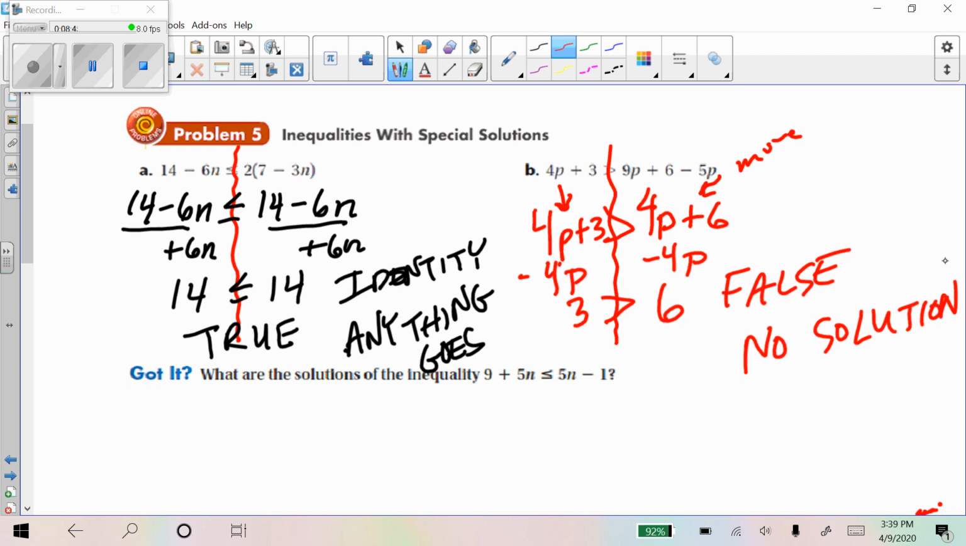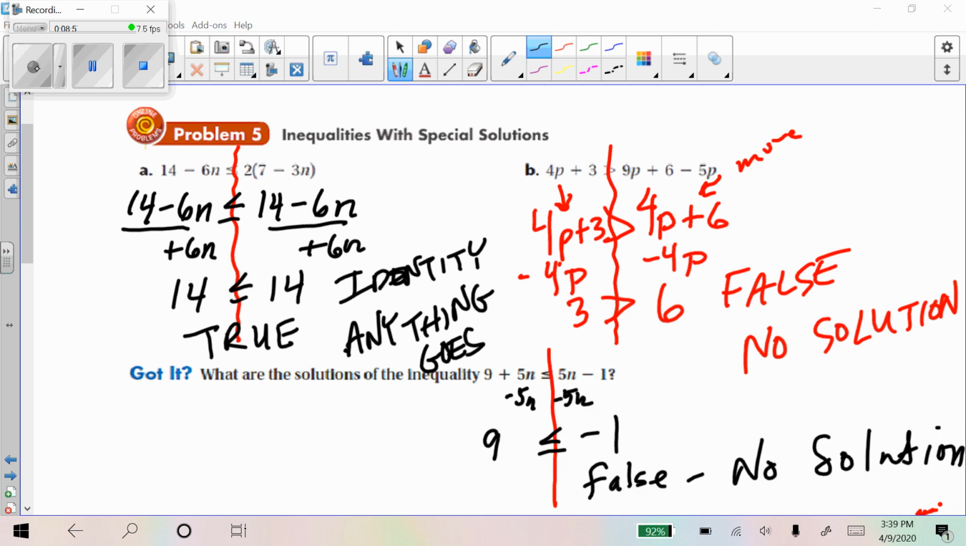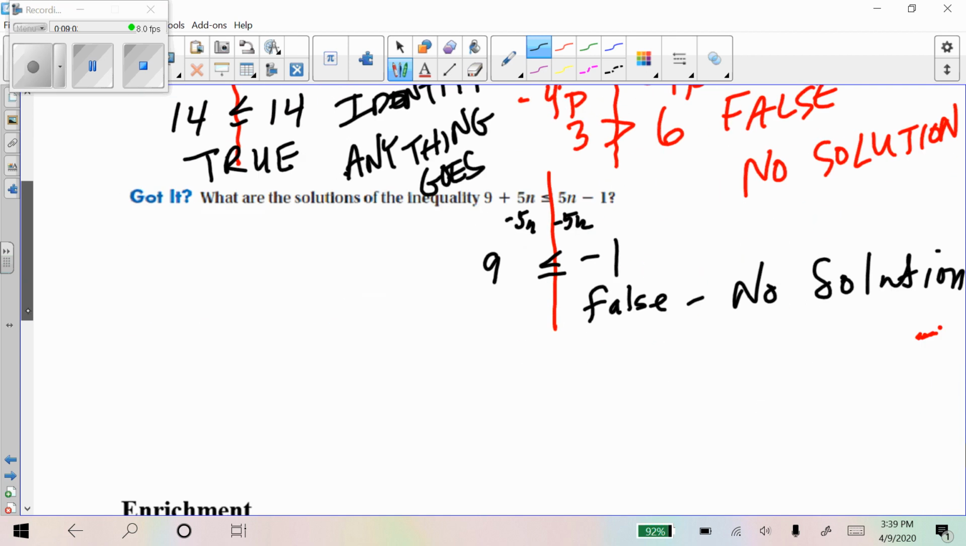Okay, so here's what you're going to do now. You're going to do the next problem. I think it's going to be one of the two that we just did. See if you can figure out what it is by pausing and then checking back. You should have seen that that was false and that there's no solution.